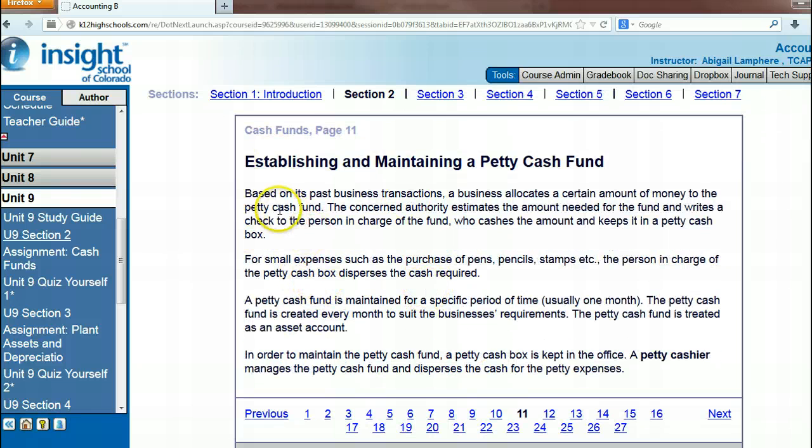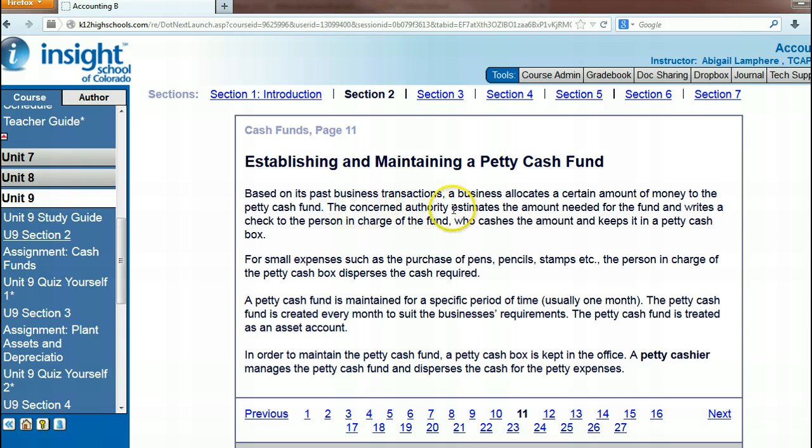So, establishing and maintaining a petty cash fund. Based on its past business transactions, the business allocates a certain amount of money to the petty cash fund. So based on what they've spent in the past, maybe they know, all right, come May we're going to need more pens and pencils and erasers, or in June we're going to need more printer paper. So they still look ahead and get a certain amount of money in mind that they need to put in the petty cash fund.